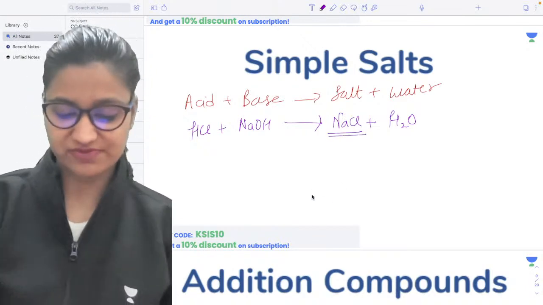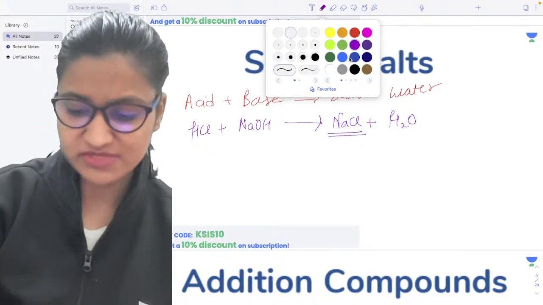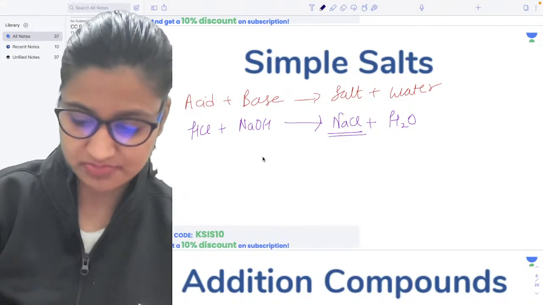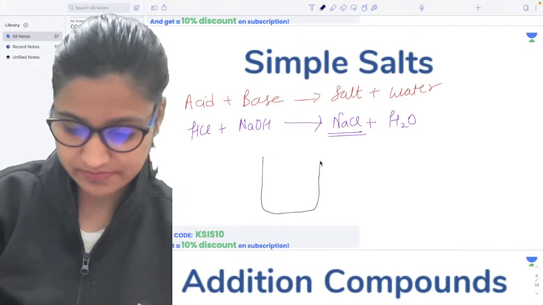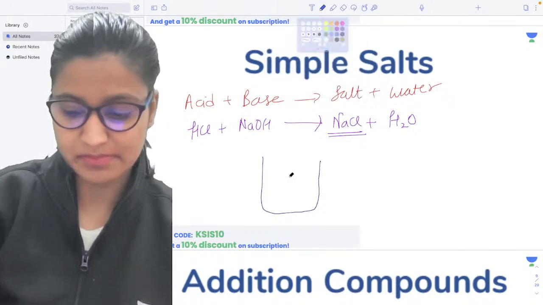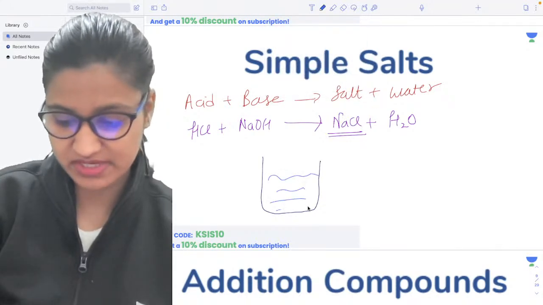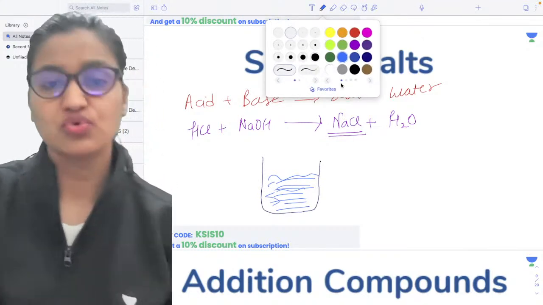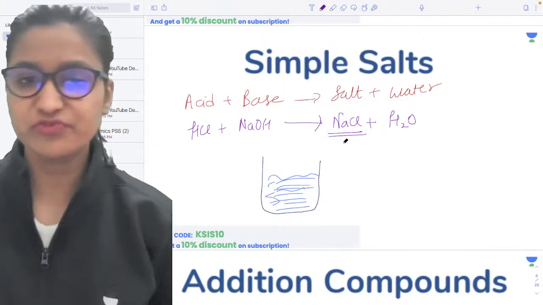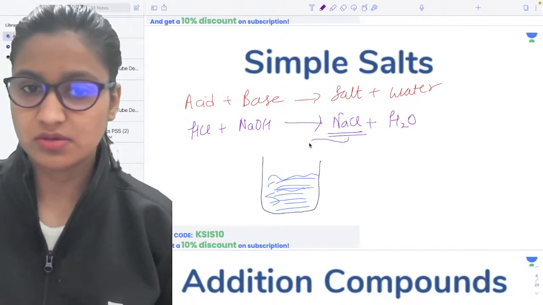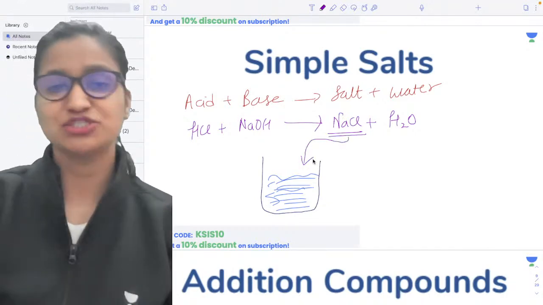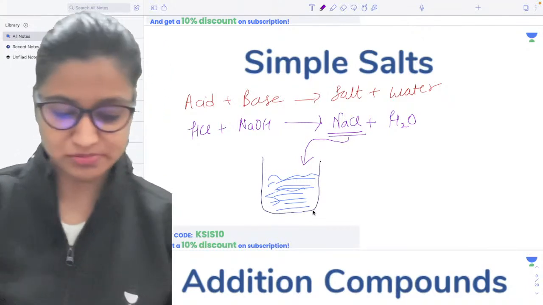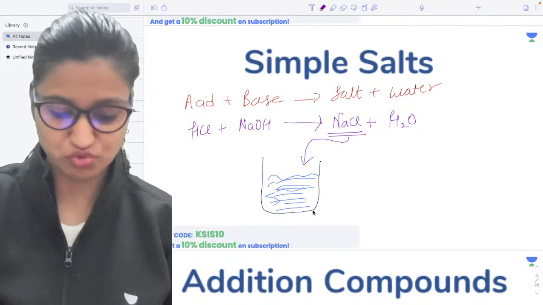Now, how do you define simple salt? If I tell you that you have a beaker here, okay? And in this beaker there is water. What is in this beaker? Water. Okay? It has water. If you put this NaCl into this water, then what will happen? Can anybody tell me? If you put NaCl in water, then what will happen?